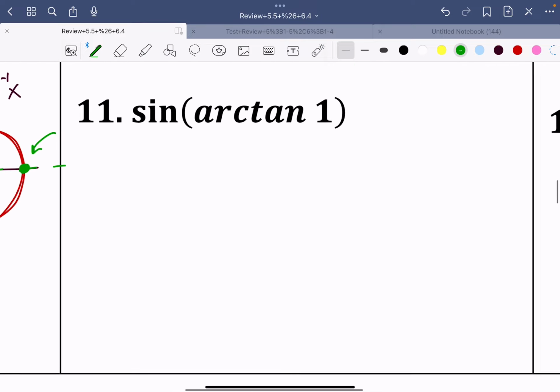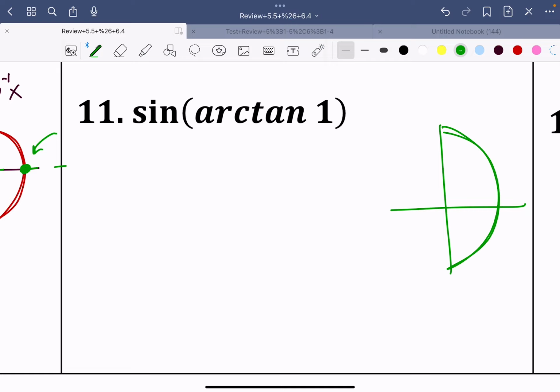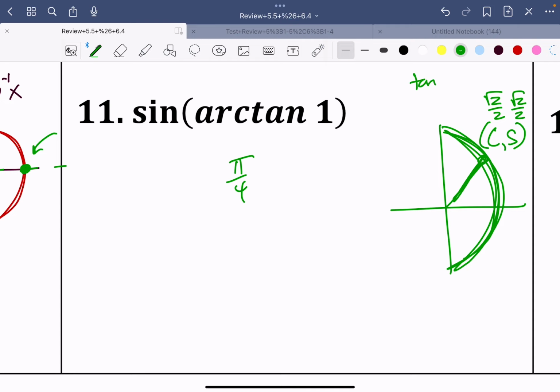Okay. Here, sine of arc tangent of 1. So if you do arc tangent of 1, you're saying, where over here do you get out a positive 1 for tangent? And that's going to be pi over 4. Because you know at pi over 4, cosine and sine are both the square root of 2 over 2. So that's why the tangent of pi over 4 is sine over cosine. So you're going to get the square root of 2 over 2 divided by the square root of 2 over 2, and that's why you get 1.